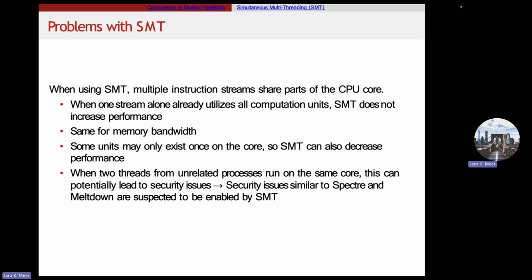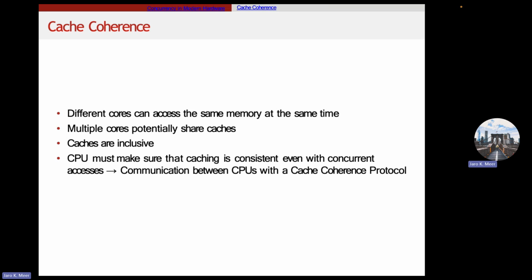Then the next slide covers cache coherence. Cache coherence refers to the consistency of data stored in local caches of a shared resource. In multiprocessor systems, each processor may have its own cache, and keeping these caches synchronized is crucial to ensure data consistency. So the first question that arises in your mind is why cache coherence is important.